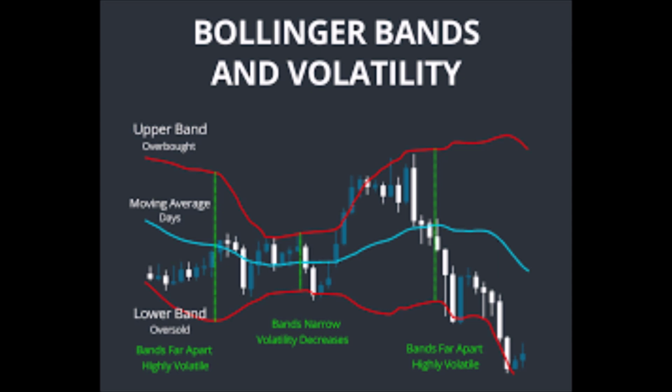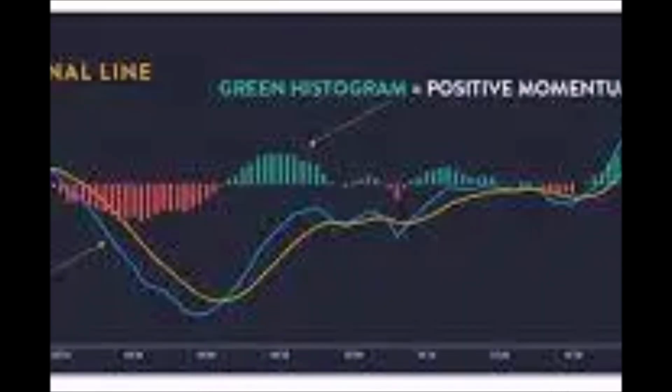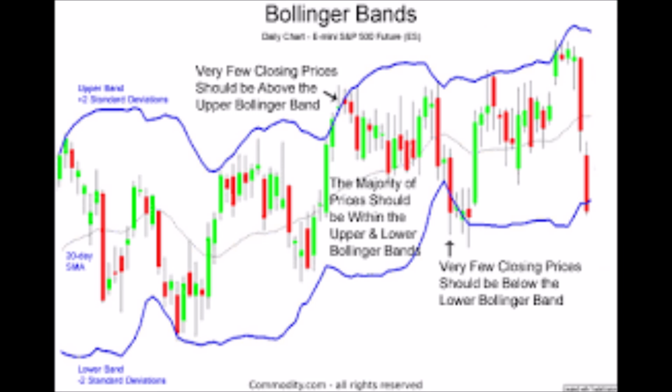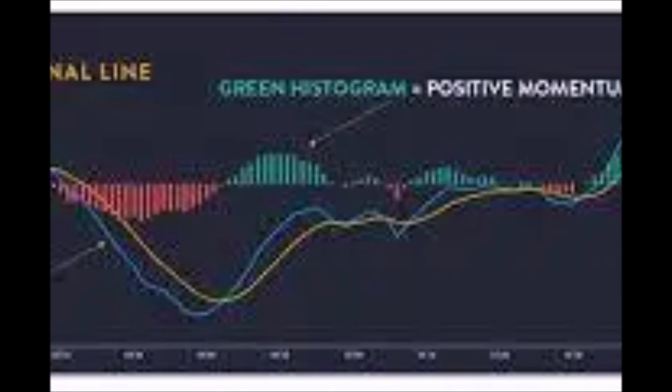Then we have the moving average convergence divergence. When I started forex trading, I used only MACD and MA, and I'm telling you, I made money from it. So moving average convergence divergence, MACD, is a trend following indicator showing the relationship between two moving averages, usually the 26-day EMA and the 12-day EMA. It consists of the MACD line, the difference between the two EMAs, and it also consists of the signal line, a 9-day EMA of the MACD line.